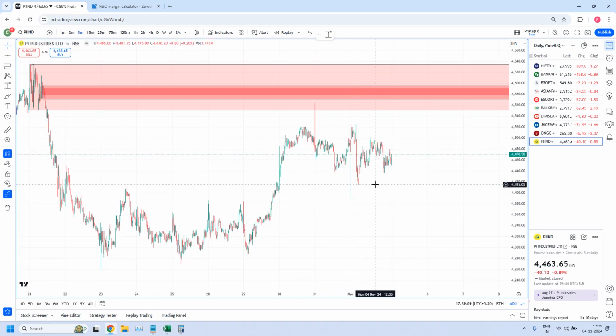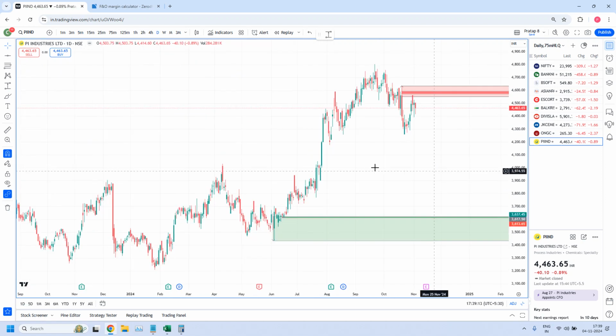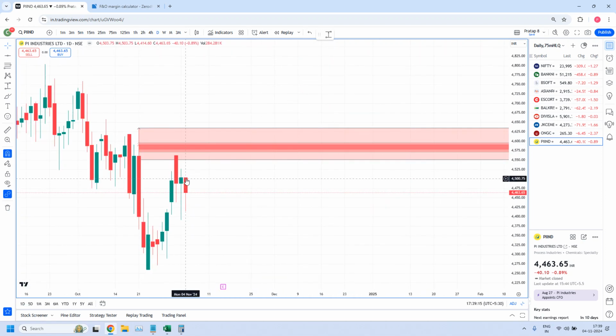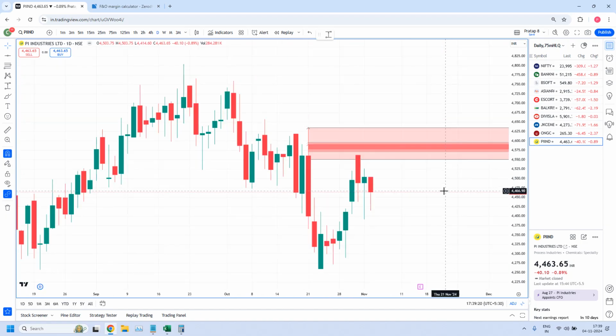But today we didn't get any trade opportunity. See today's candle, it did not even go near the zone. So this is about the high liquidity zones generated.